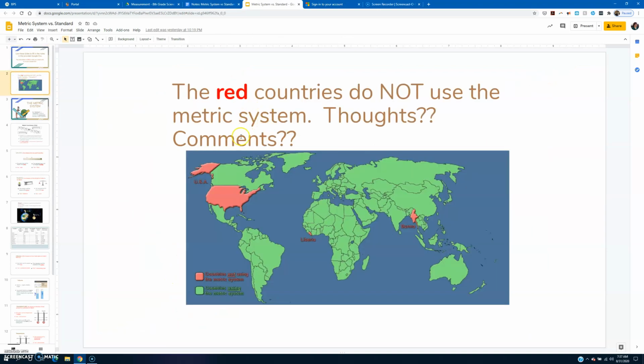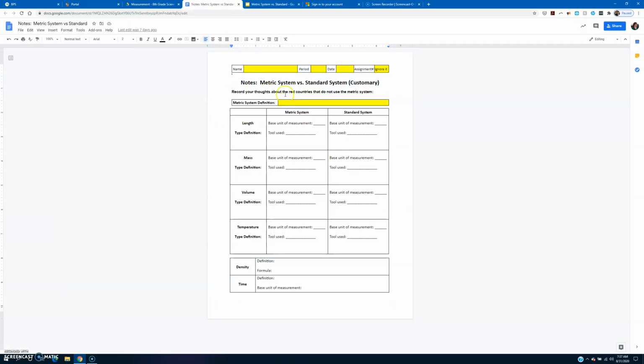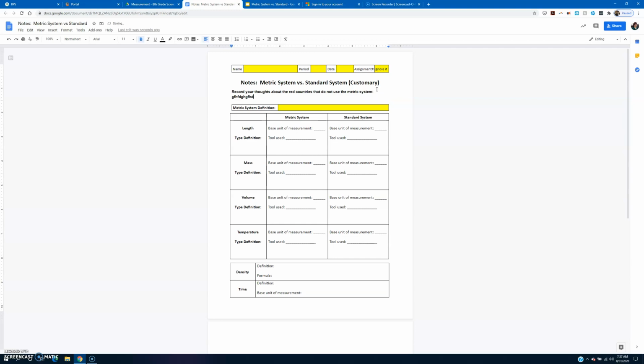First off, the red countries, USA, Liberia, and Burma, are the only countries that don't use the metric system. Thoughts on that? You're supposed to have taken those ideas and recorded them right here, where it says record your thoughts about the red countries that do not use the metric system, and typed answers here.